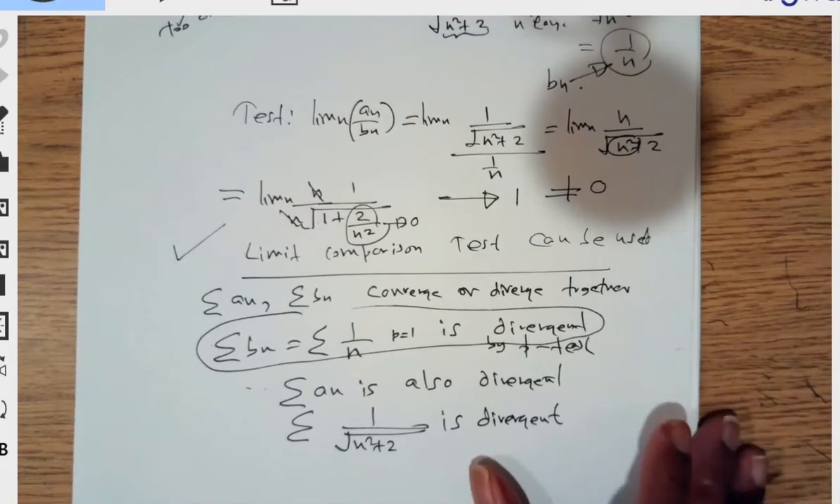All right, we'll come up with the third example, just to get some good practice on this.